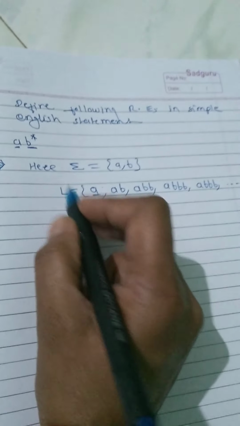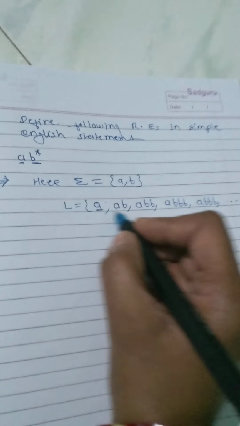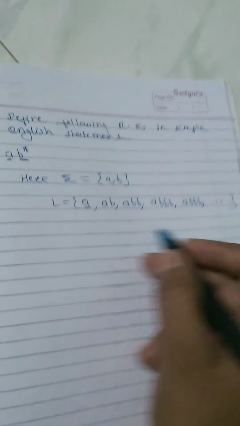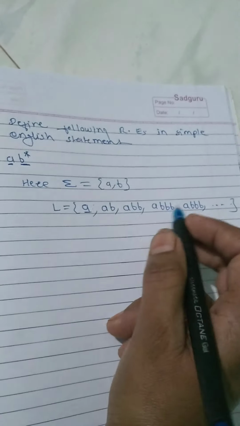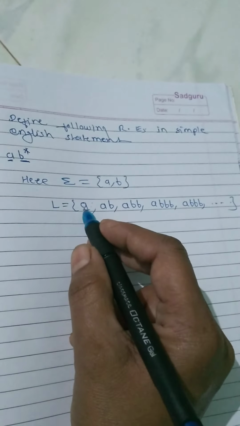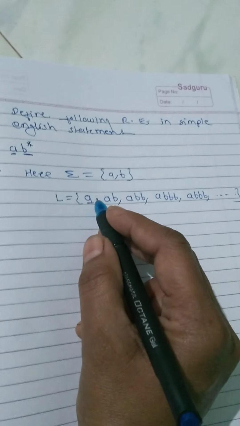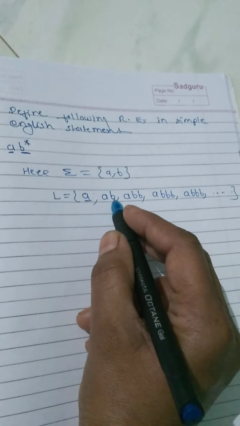Okay, now after this, you can write the English statements by observing all the strings. Now if we observe few strings of this set, then we understand that it always starts with A. It always starts with A, followed by any number of B's.